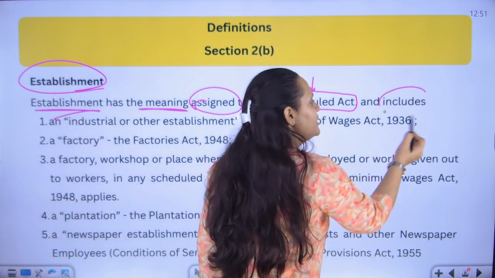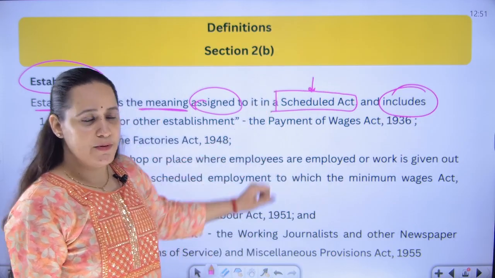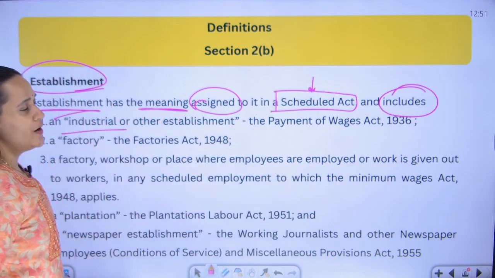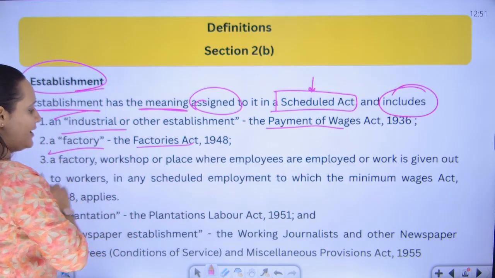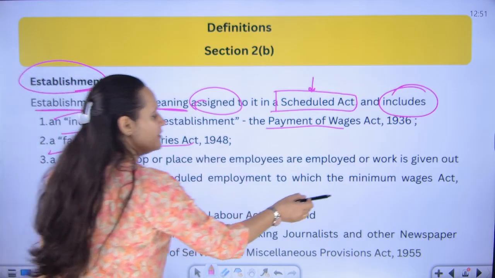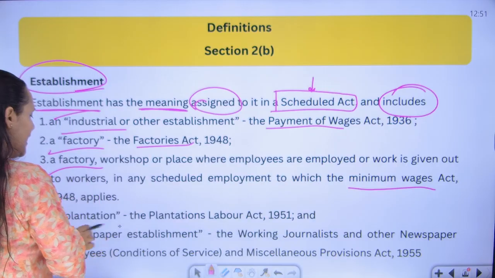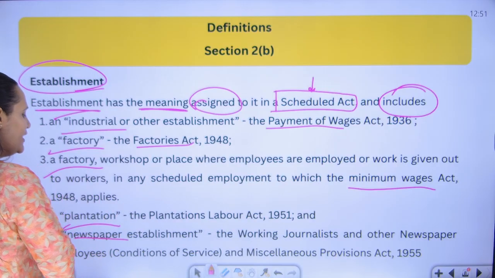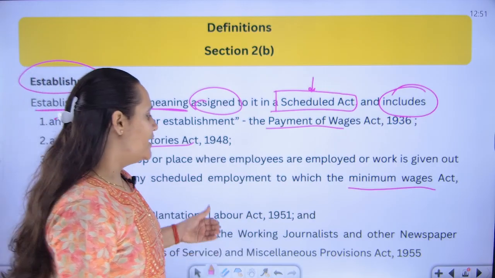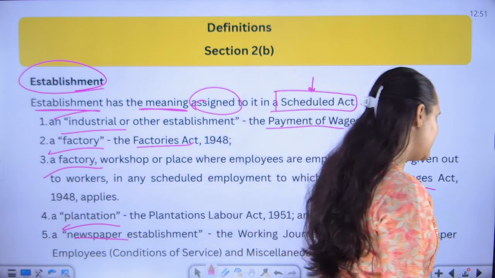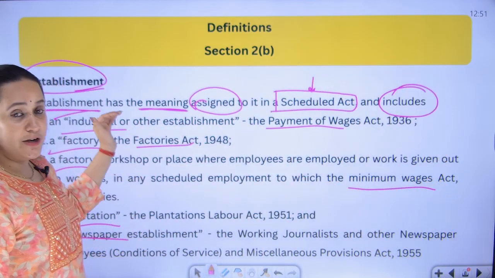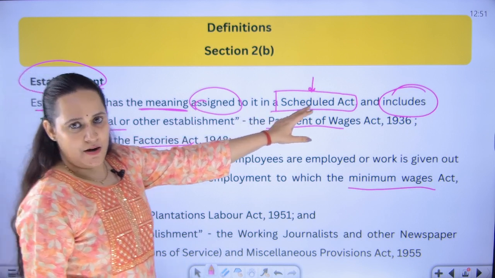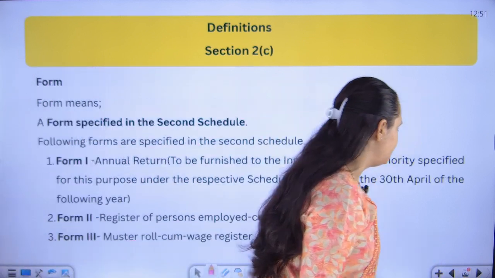So whatever definition is being given under the scheduled enactment, the same definition is going to be applicable, but they've added 5 other categories of establishments under this enactment, which is an industry or other establishment as per the Payment of Wages Act, any factory under the Factories Act, any factory under the Minimum Wages Act, any plantation under the Plantation Act, any newspaper establishment under the Working Journalist and Other Newspaper Employees Enactment. So these 5 categories of establishments are added in addition to what is being provided under the scheduled enactments.